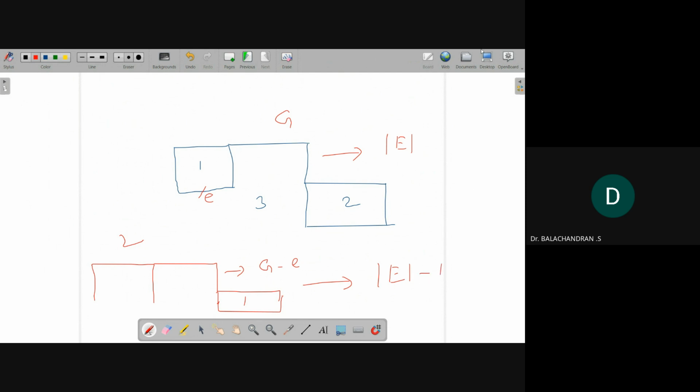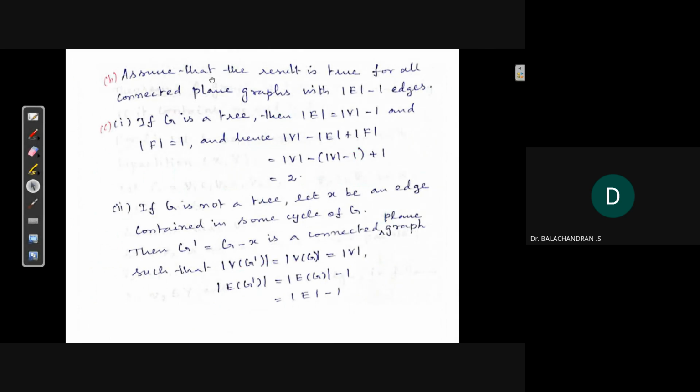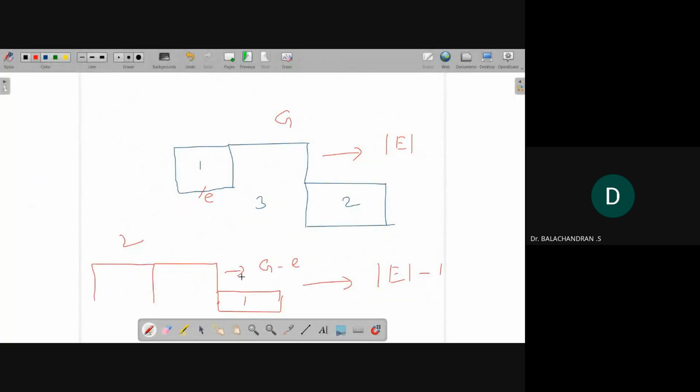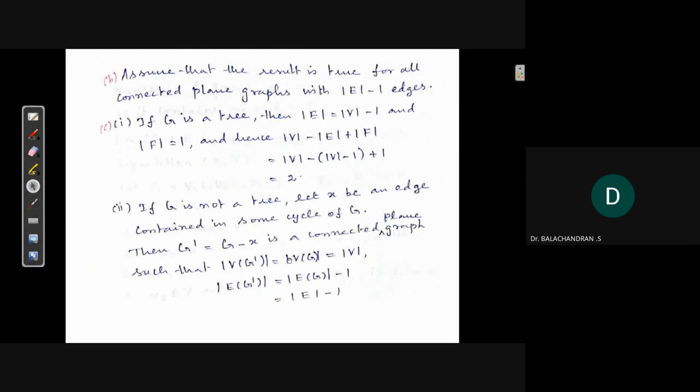But you assume that the result is true for all connected plane graphs with what number of edges? The cardinality of E minus 1. So our result is true for our assumption; the result means Euler's formula is true for the graph G minus E. So G dash, equal to G minus E, is a connected plane graph.